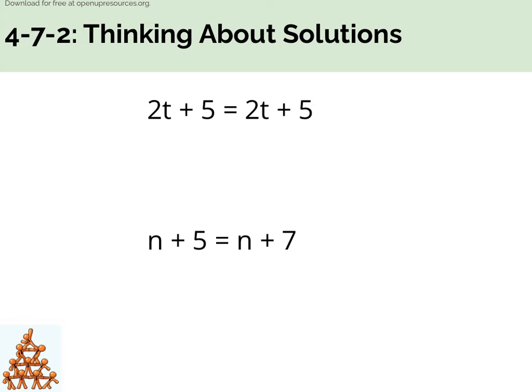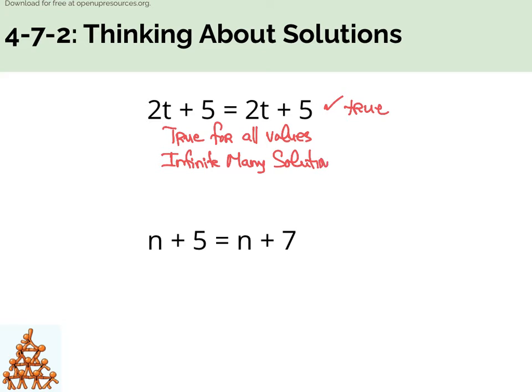That is true. So we can say this is true, right? So the solution to this is true for all values. The other way we can say it is it's infinite many solutions. So it has infinite many solutions. I can put whatever number I want in for t, and it makes it true for both sides. Or it's true for all values. Both sides is true for all values.